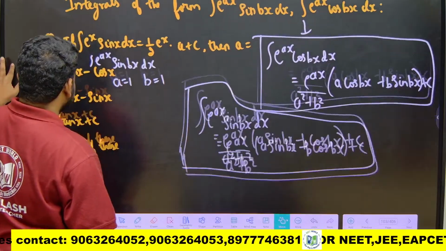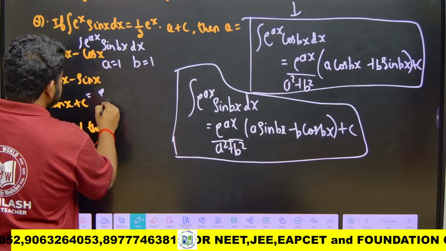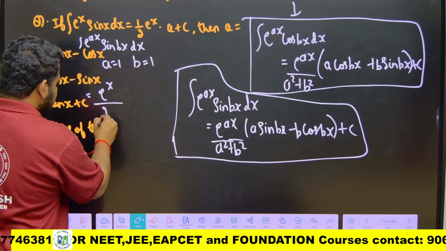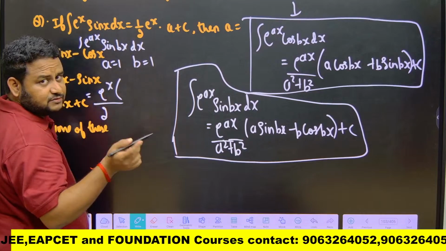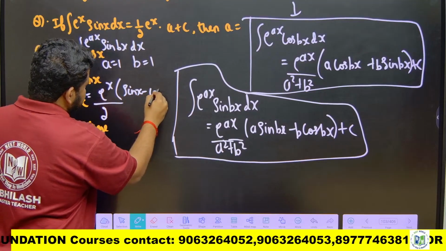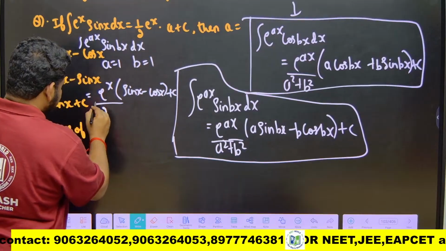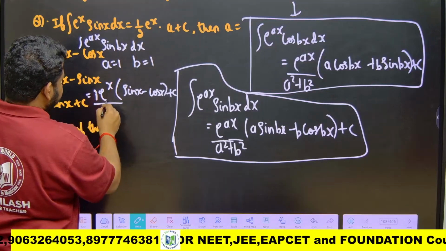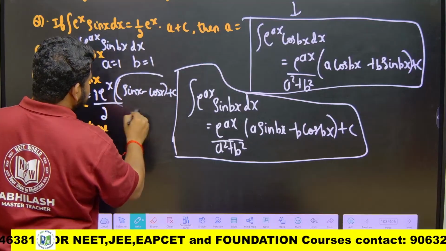So here I can write the answer as e power ax, which is e power x, by a square plus b square, that is 1 square plus 1 square, which is equal to 2, into sin bx minus cos bx. The value of b is 1 and the value of a is 1. So this will become sin x minus cos x plus c. If you compare this and this, 1 by 2 is here, e power x is here, and sin x minus cos x plus c. So this entire thing is nothing but equal to a.